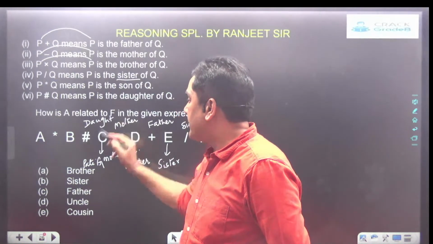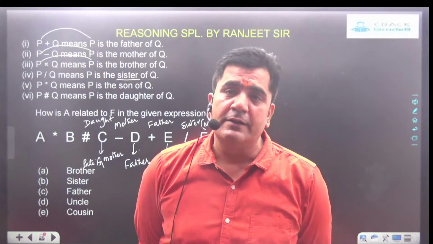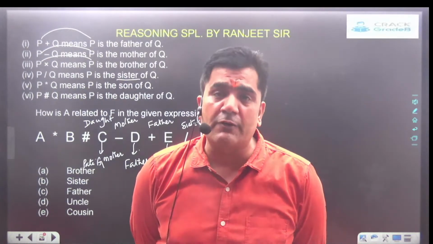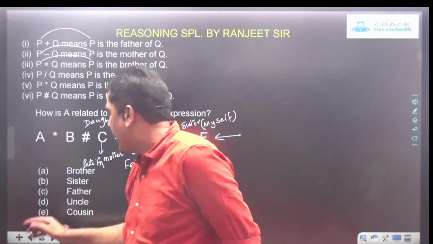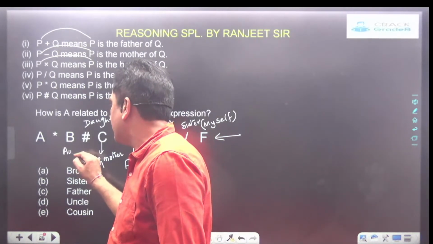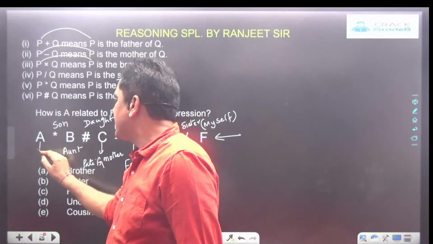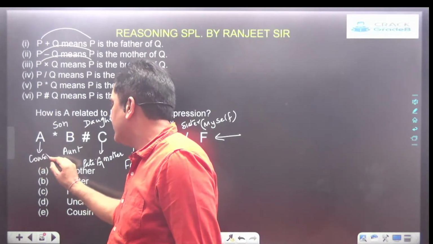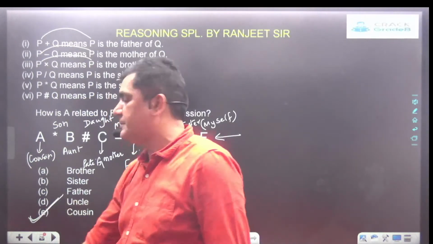Next one, my paternal grandmother's daughter. My paternal grandmother's daughter means my father's mother's daughter, which will be my father's sister. And my father's sister is called aunt. So B becomes my aunt. And my aunt's son is nothing but my cousin. So A will become my cousin, E.